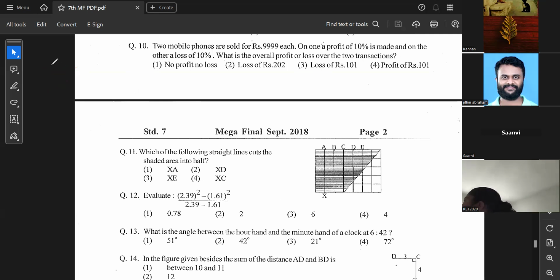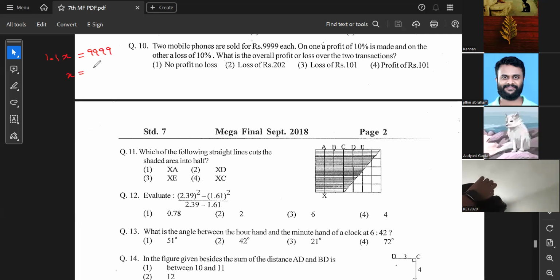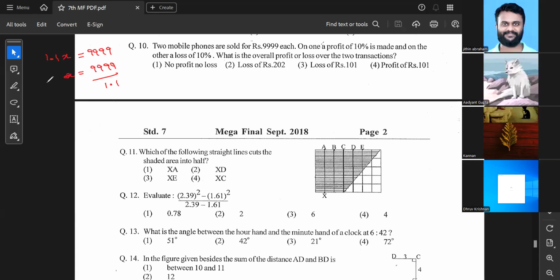So the one where we make a profit, we can consider that as 110% of the cost price of the first one, and the other one where we lose 10%, we can consider that as 90% of the cost price. So then we can divide 9,999 by 110 and 90. No, sir, we can't do that. That was what I was trying to say, sir. Cost price is different on both, right? So we can't do that. I understand your point. This is the first cost price, and the second cost price.